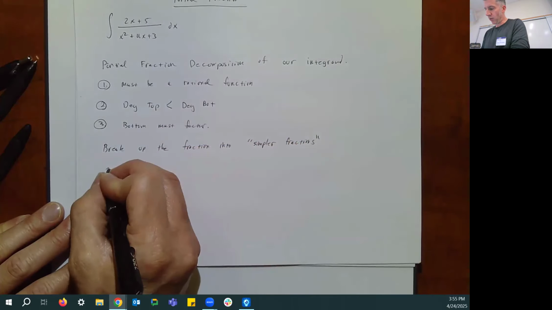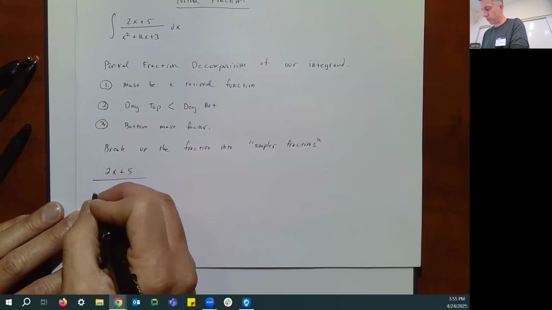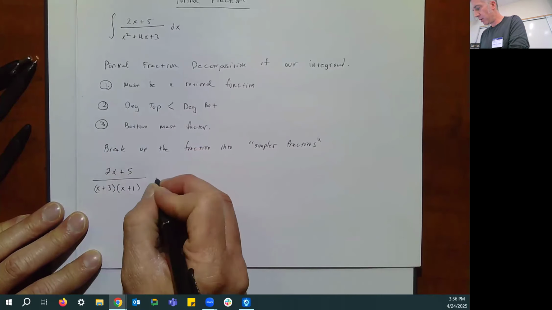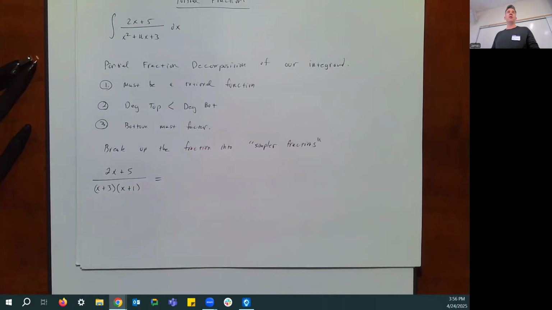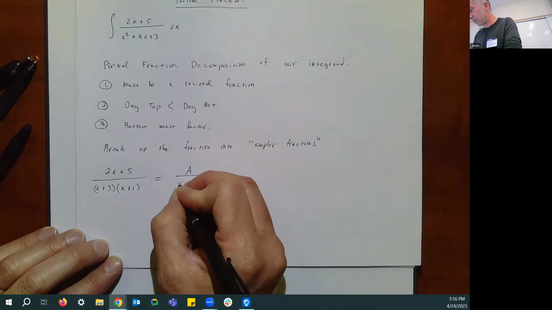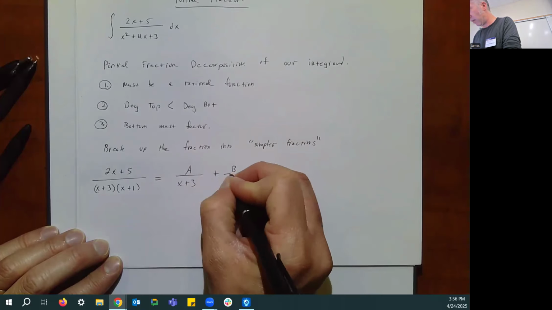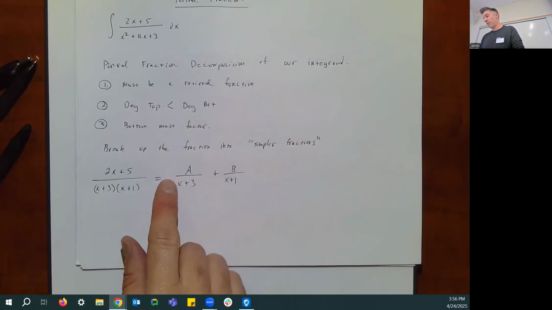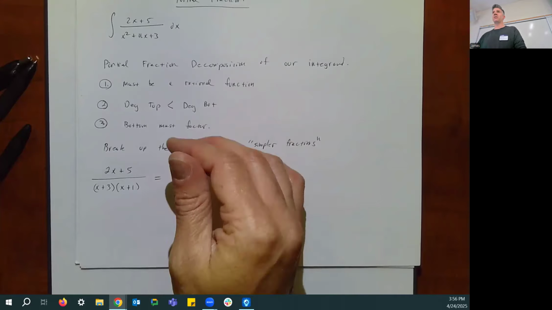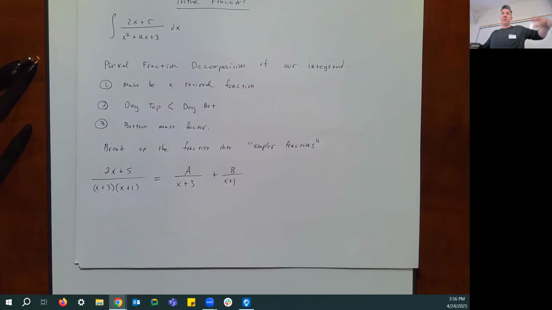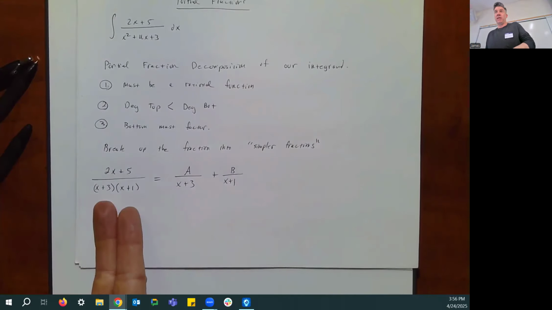So we're going to say that our original rational function, which I'm thinking of as a fraction, 2x plus 5 over x plus 3 times x plus 1, can be written as the sum of fractions that will end up having the same common denominator. So this is going to be some number a divided by x plus 3 plus some number b divided by x plus 1. Because if I add those two fractions together, I have to multiply a over x plus 3 by x plus 1 over x plus 1, and b over x plus 1 by x plus 3 over x plus 3, so that I can add those fractions and have the common denominator, which is x plus 3 times x plus 1.